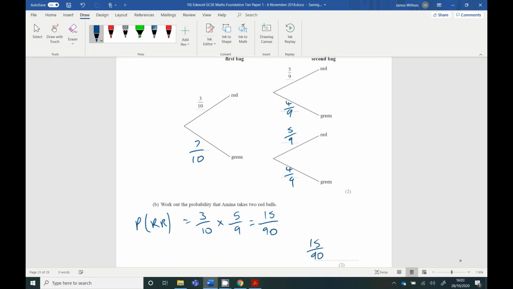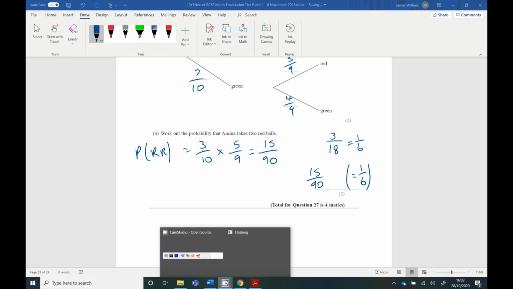Question didn't ask us to simplify it, but you could do so if you wish. You could divide top and bottom by 5. If you divide top and bottom by 5, what are we going to get? We're going to get 3 out of 18, which simplifies to 1 out of 6. So 15 over 90 would give you full marks, but you could have simplified it to 1 out of 6 if you wish to do so.